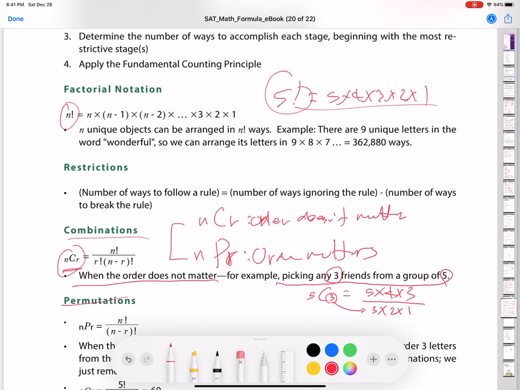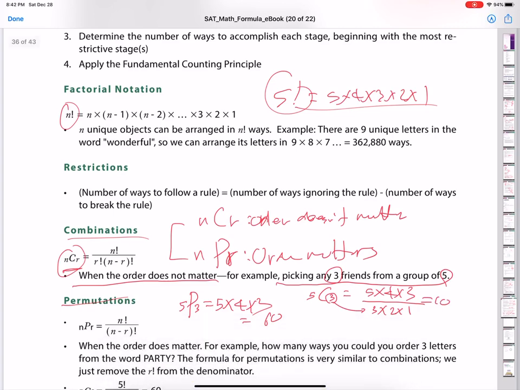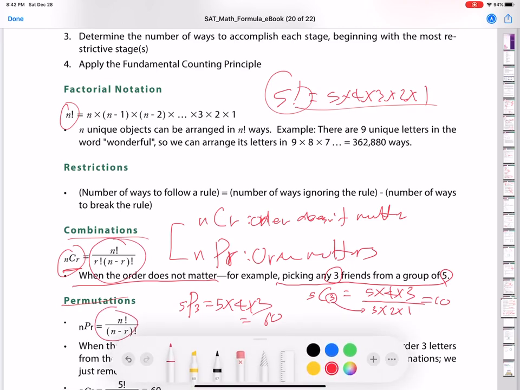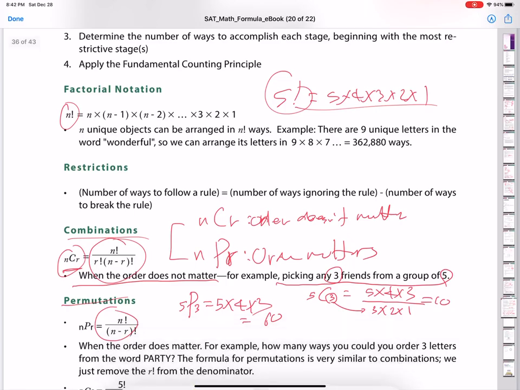That is nCr. What is nPr? Sometimes order really matters, right? So in that case, 5 permutation 3, just multiply 5 times 4 times 3. That's it. Okay? 60. The combination is 10. You don't have to memorize the formula. You have to know just how to calculate that.